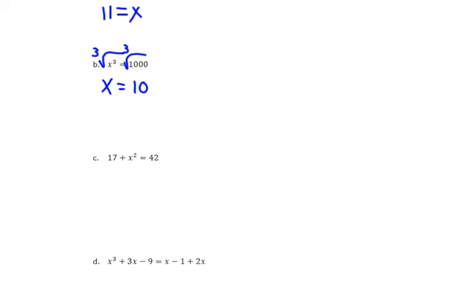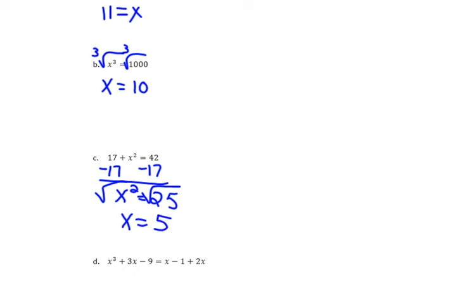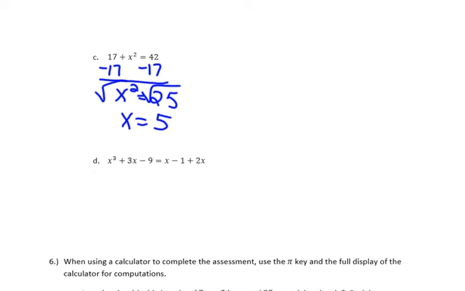In letter C, I have to get x squared by itself, so I have to cancel the 17 by subtracting. So x squared is equal to, I believe it's 25. Let me just double check that. And then to get rid of the squaring, I have to take the square root. So x is 5.